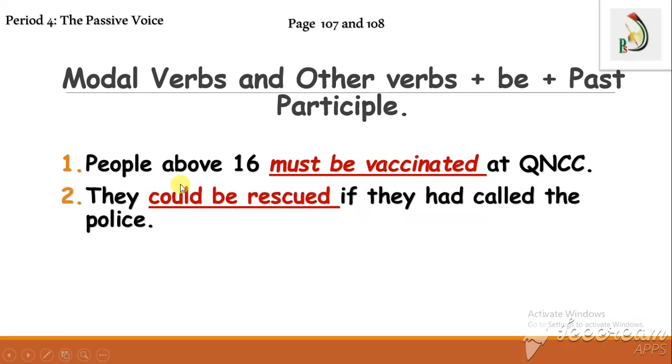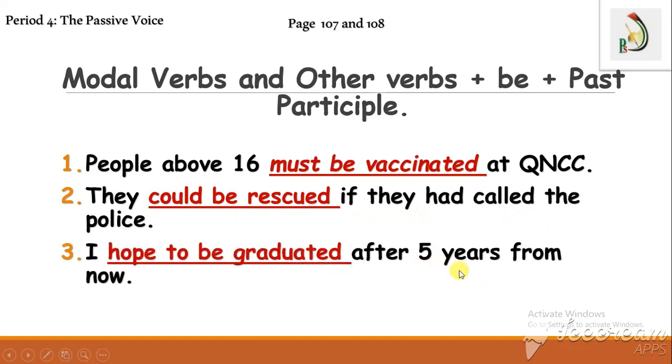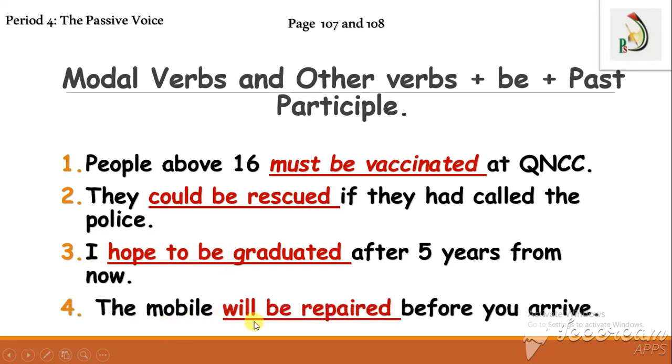Number 2, they could be rescued if they had called the police. I hope to be graduated after 5 years from now. Now, if we have any infinitive verb, how can we change them into passive? By adding to be. After modal verbs, we do not add to, we just add be. But after the normal verb, we add to be. Likewise, the mobile will be repaired before you arrive.